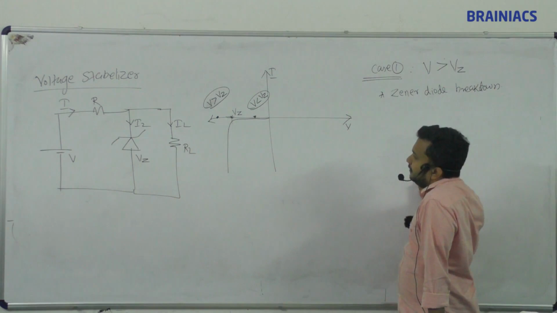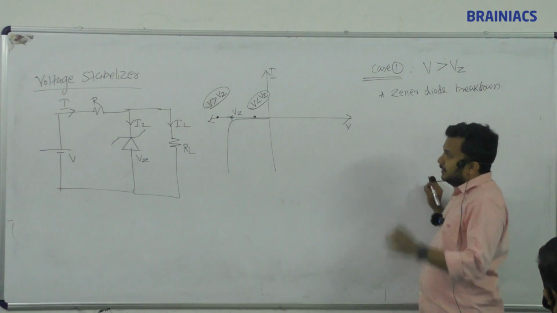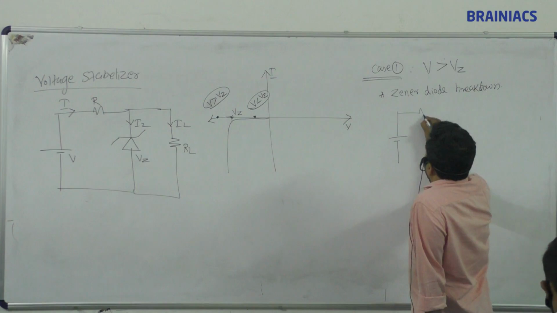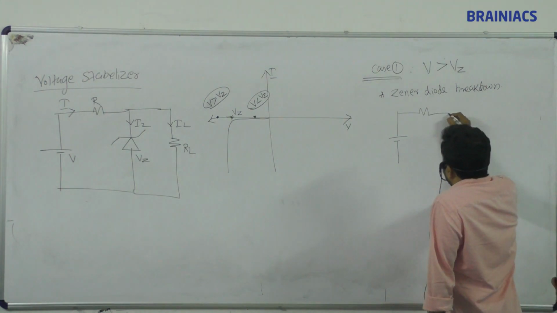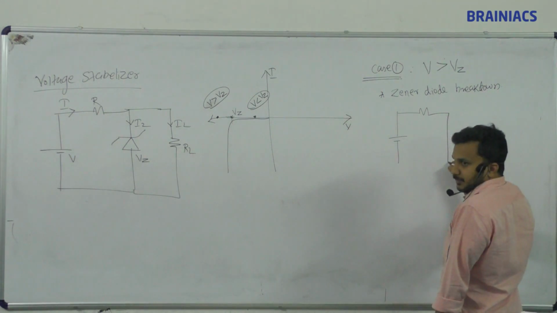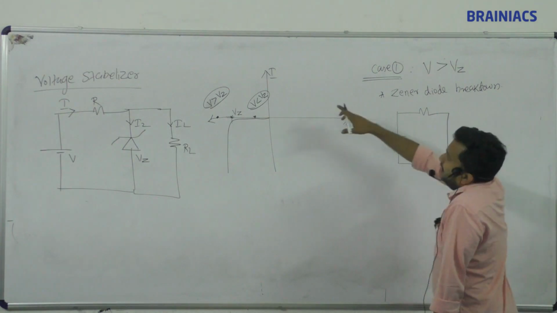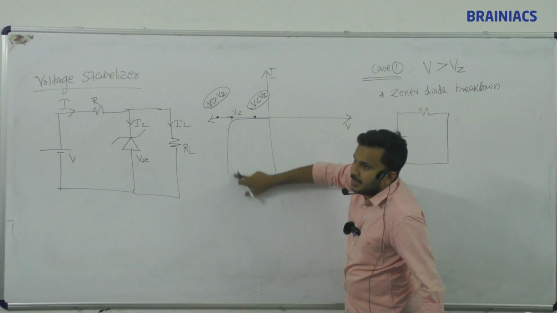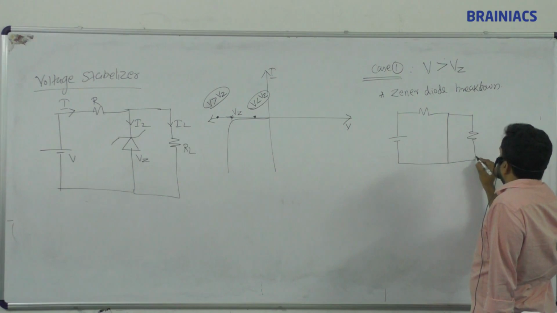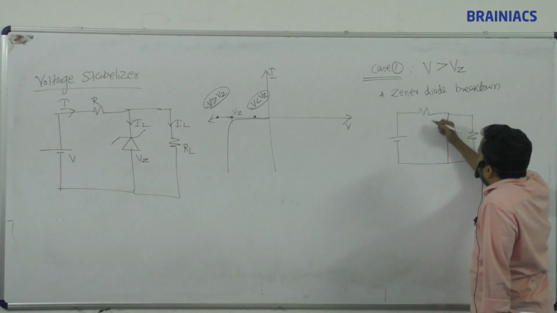When V is greater than Vz, the Zener diode is in breakdown. Now the circuit will look like this: draw the resistor, and the Zener diode is in breakdown, so current will flow through the Zener. It is as if it were short circuited, so the Zener is already acting as a conductor.